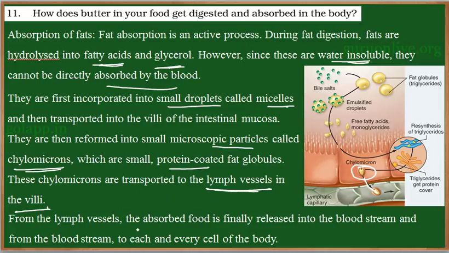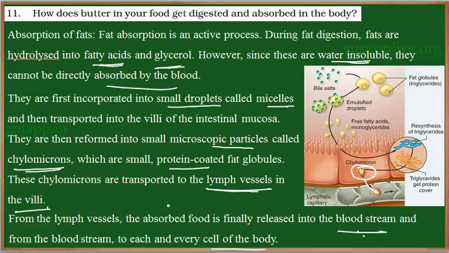The lymphatic vessels absorb them and they are carried to the tissues in the extracellular fluid, and from there they enter the bloodstream, and once they enter the bloodstream they are transported to every part of the body, that is each and every cell. So this is how fats get digested and absorbed.